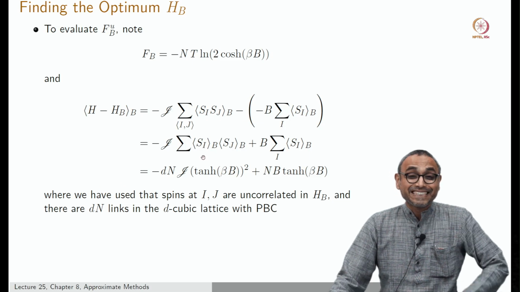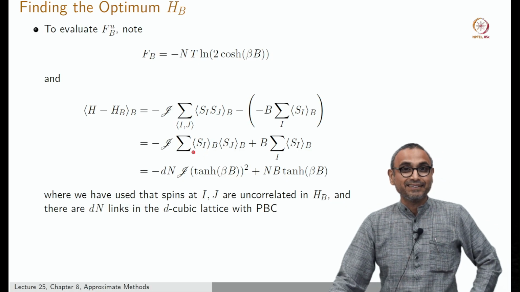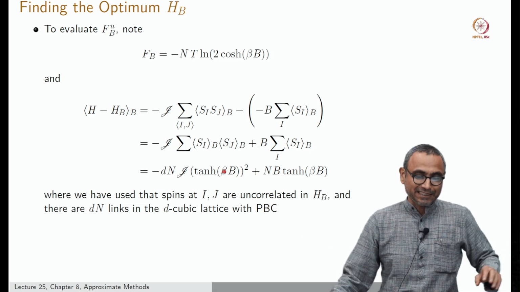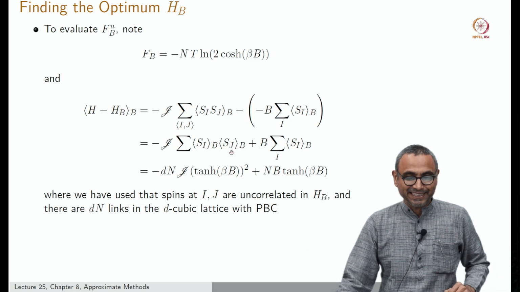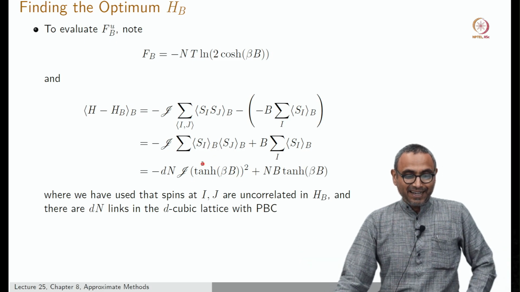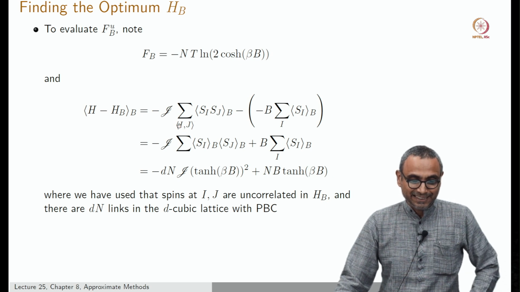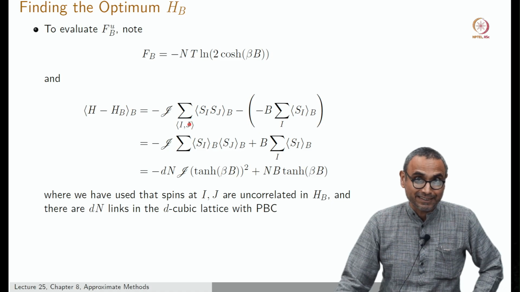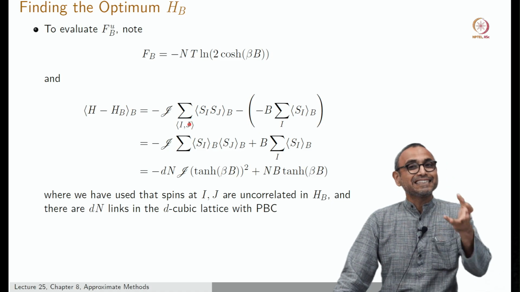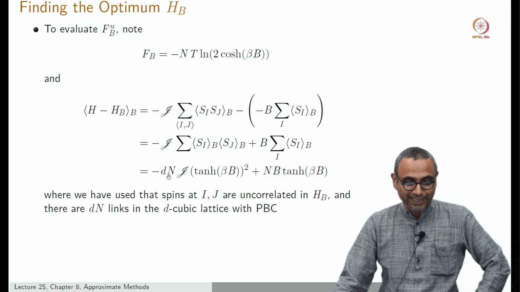But we just computed in the last transparency that the expectation value of the spin is just tanh of B, and we haven't broken any translational symmetry. So this quantity will be the same at all sites. So I'll just get a square of this for every link in the system, right? This is summing over all the links of the system. Now, if you are in a d-dimensional cubic lattice, you can easily see that there are d times n links, and that is where this factor of d times n comes from.